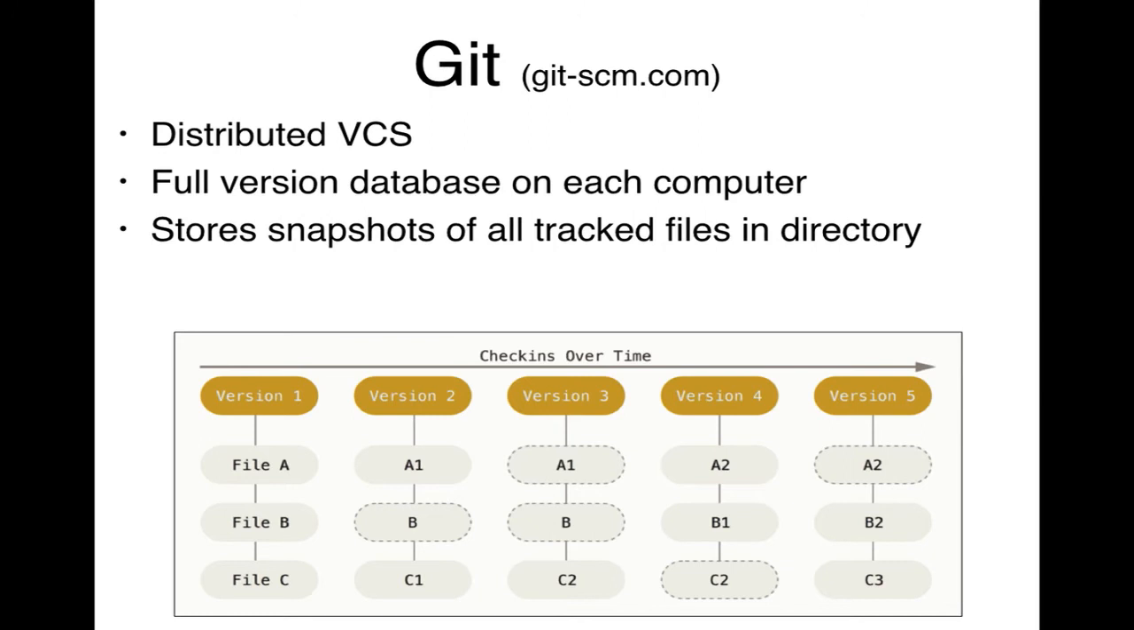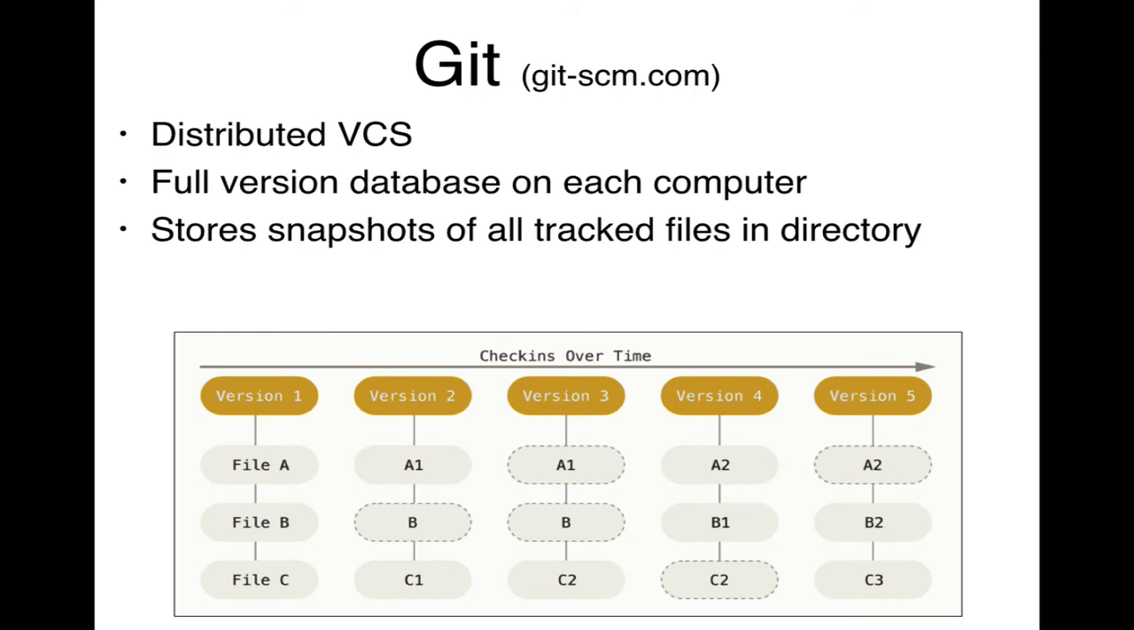So if we look along the x-axis here, we have check-ins over time. We have version 1 that has file A, B, and C. We have version 2, where we updated file A and we updated file C. So Git actually stores full copies of A1 and C1, but B didn't change. So instead of wasting memory, wasting resources, and copying B again, it just puts a little pointer that points back to version 1 for file B. Right, so it's a bit more efficient.